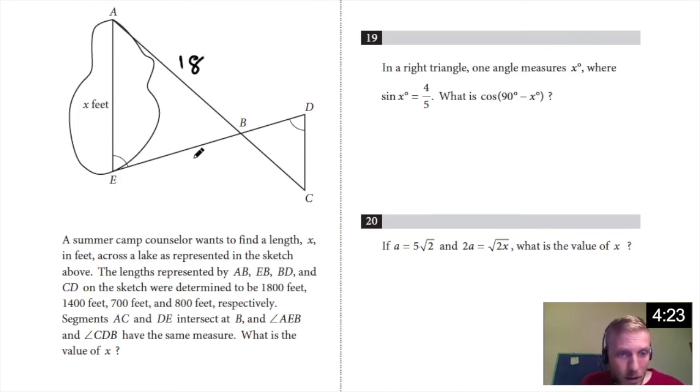AB 18. EB was 1400. I'm going to write 14. BD 700. I'm going to write 7. Okay. And CD, what do you see? It's 800. I'm going to write 8. So we're looking for this term here, AE.